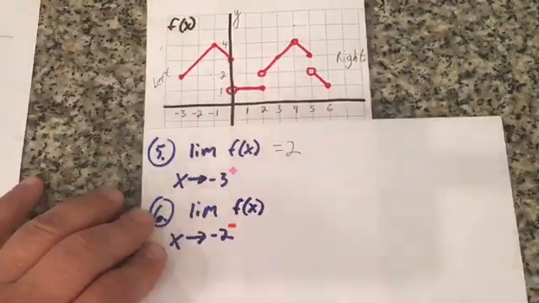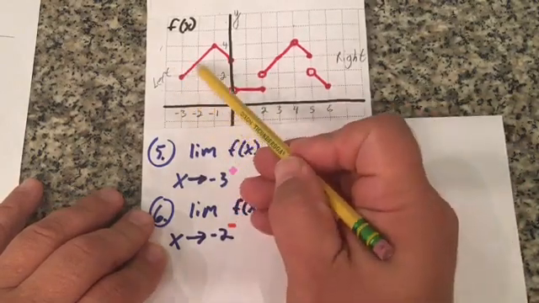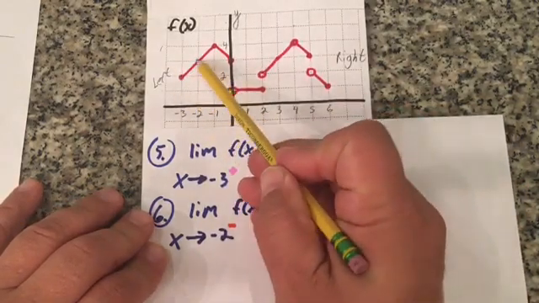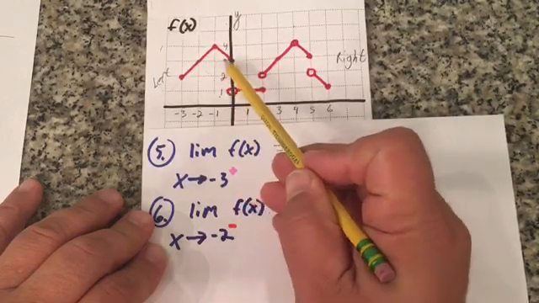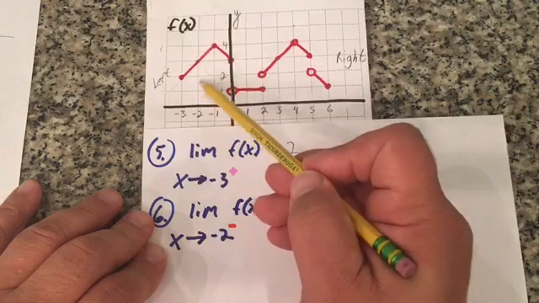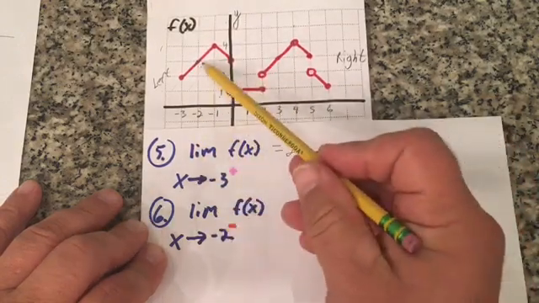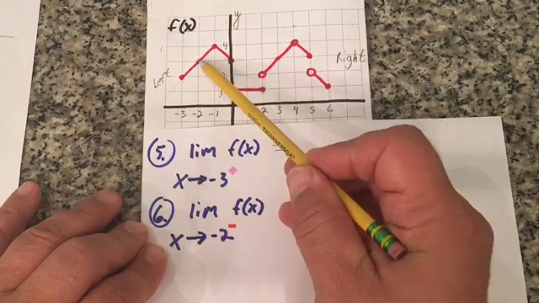So, as I get closer and closer to -2 coming from the left, what y value am I getting closer and closer to? Notice that y value is going to be 1, 2, 3. The y value there is 3. As I get closer and closer to the x value -2 from the left, I get closer and closer to the y value 3.